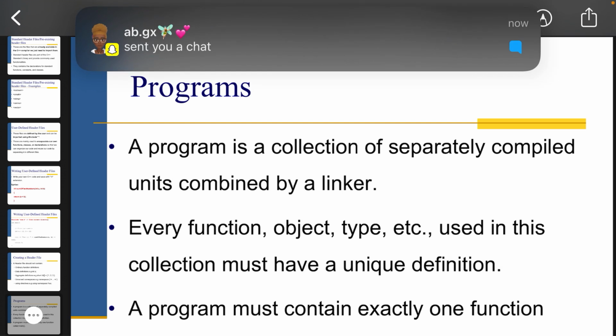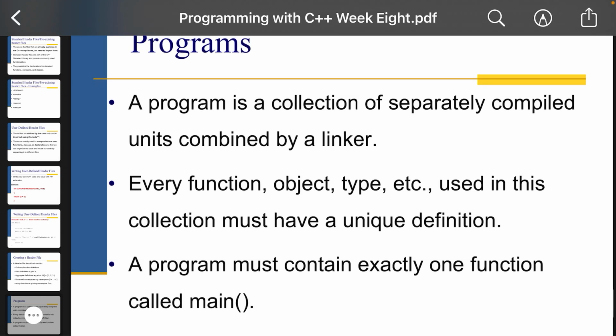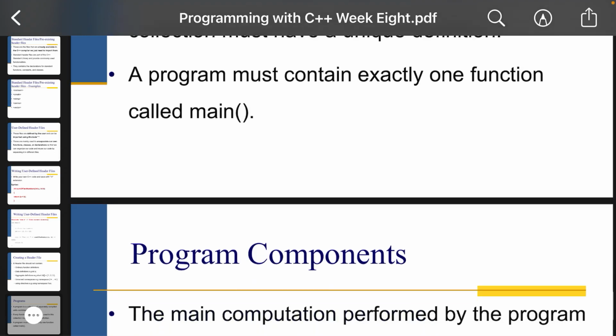Programs. A program is what? It's a collection of separately compiled units combined by a linker. A linker, before a compiler, as we did in lesson 1. Every function, object type, etc., used in this collection must have a unique definition. A program must contain exactly one function called main.